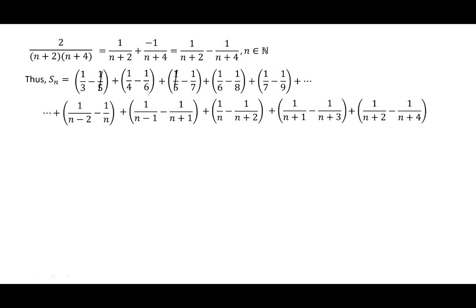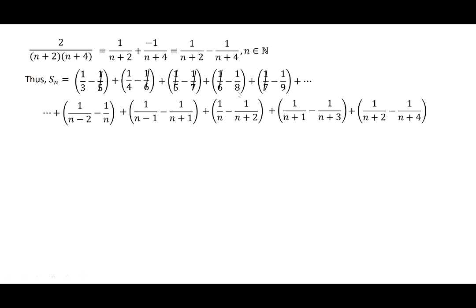Similarly, there is a negative 1/6 here in the second term, and 2 terms later, there is a positive 1/6. On purpose, I'm saying 2 terms later. Okay, you will see why I said that. And so I'm canceling them. Again, negative 1/7, 2 terms later, there's a positive 1/7. Cancel them.